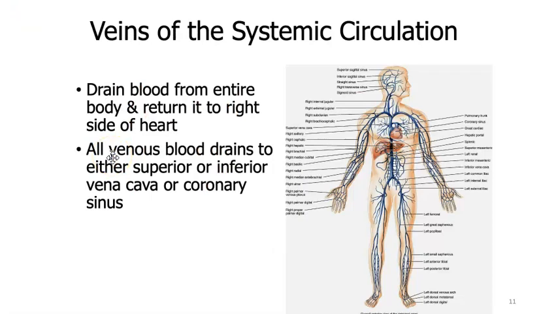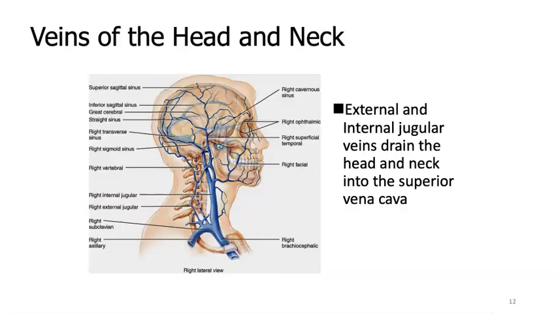Now we need to talk about the veins that are returning blood back to the heart. Okay, and you can see here, venous blood drains to either the superior or inferior vena cava or the coronary sinus. So the coronary sinus would be the blood that went to the heart now returning back to be pumped into the lungs. Okay, so let's take a look at the veins of the head and the neck.